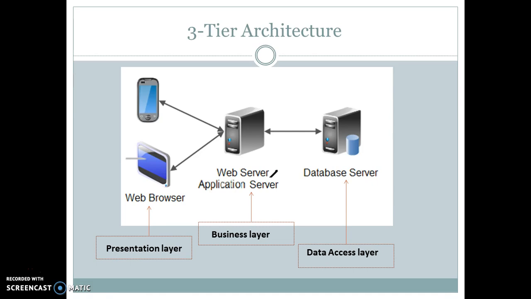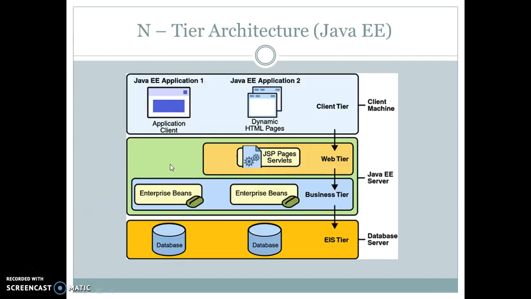In N-tier architecture, the application server is broken down into two tiers such that one of the tiers is responsible for handling only the client requests and responses, whereas the other tier is responsible for carrying out the actual processing. In N-tier architecture, N represents the number of tiers, where N is greater than 3. Java EE architecture is based on N-tier architecture.